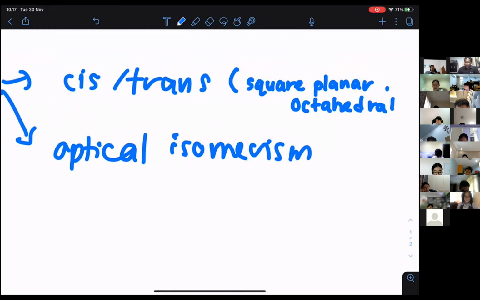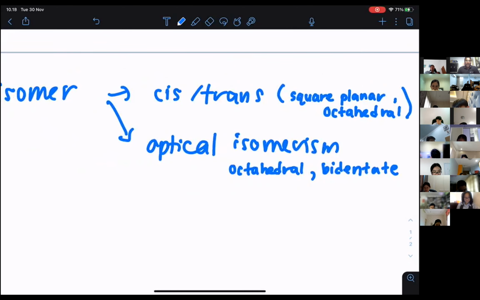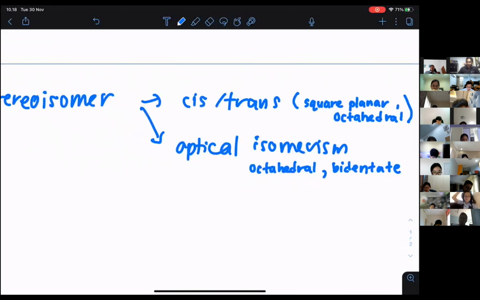We have done some examples, but when it comes to optical isomerism, we are looking into octahedral, and at the same time, the octahedral must have bidentate ligands. So, cis and trans can exist in square planar and octahedral; optical isomerism needs octahedral, and it must be bidentate. Some notes there.